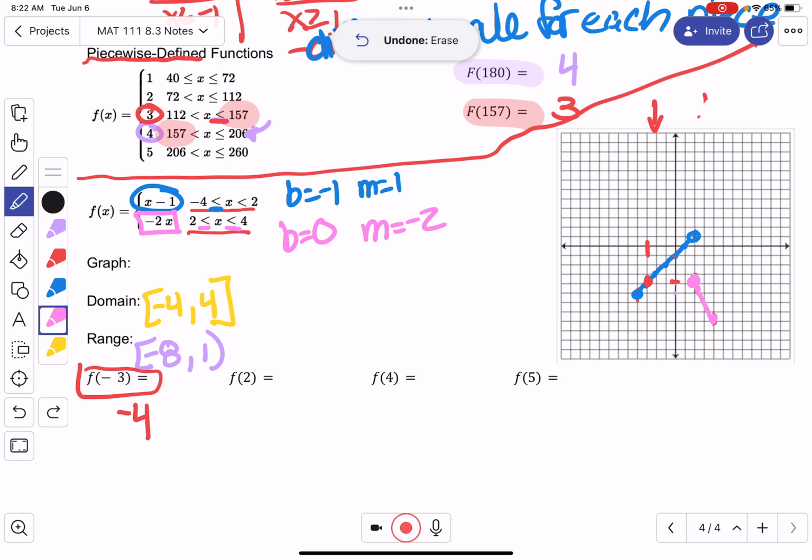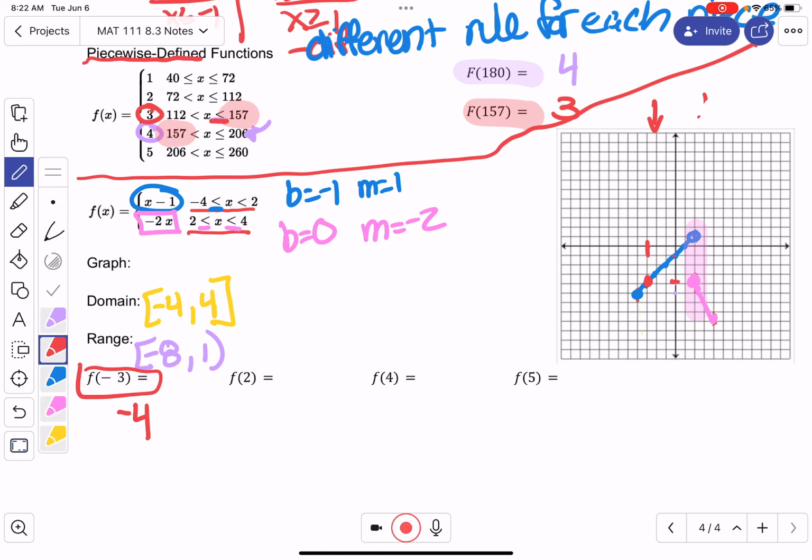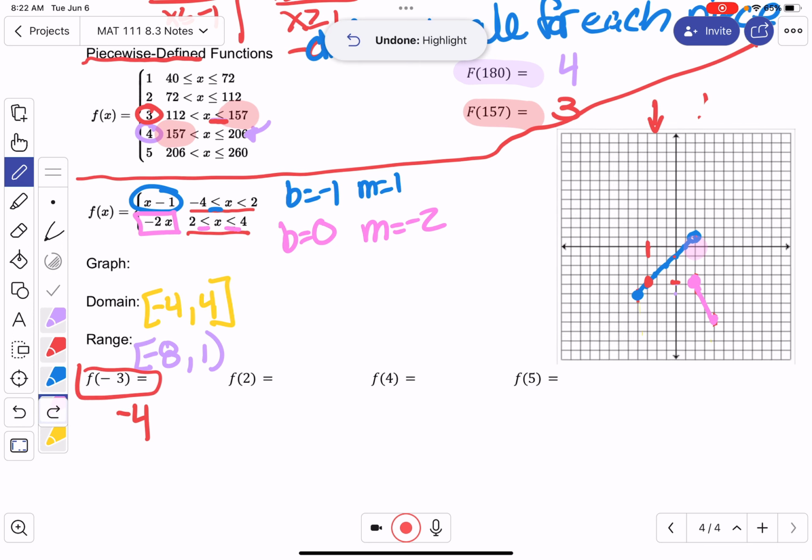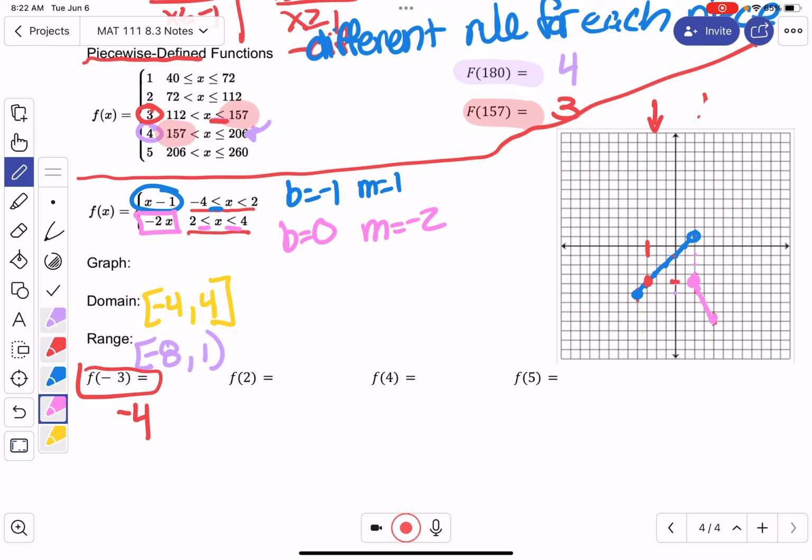Okay, if we do the next one, f of 2, we go to 2 on the graph. Now here we have 2 points. We have the open circle that's above, and we have the closed circle that's below. The open circle is not our equation, so we're only going to pay attention to the closed circle. 1, 2, 3, 4, meaning it also equals -4.